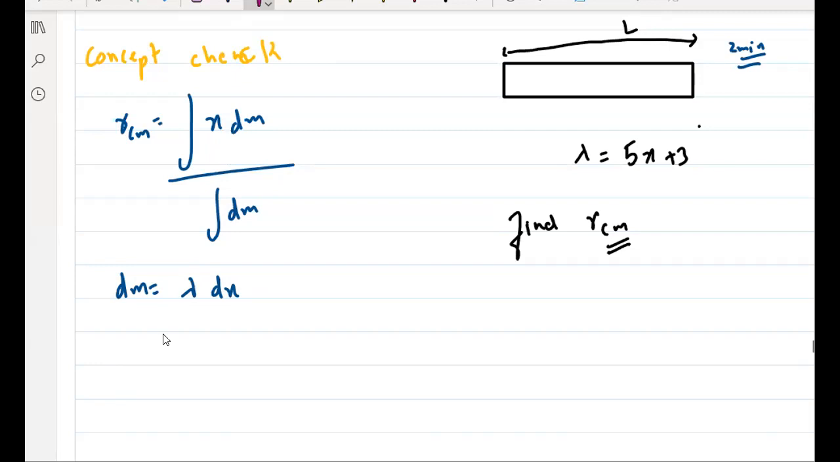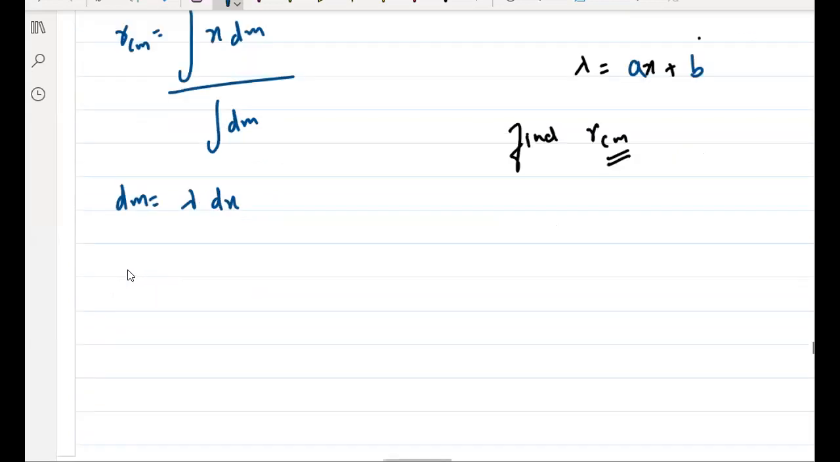The difference between this concept and the previous concept was that here lambda is not constant. It is a variable. Instead of just 5x and 3, let's put general values A and B. Ax plus b, general value. So what would be dm? Dm would be ax plus b into dx. Yes or no? Raise your hand.